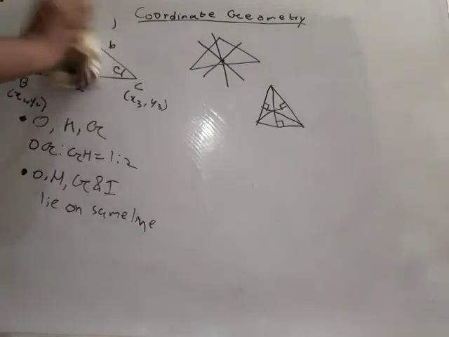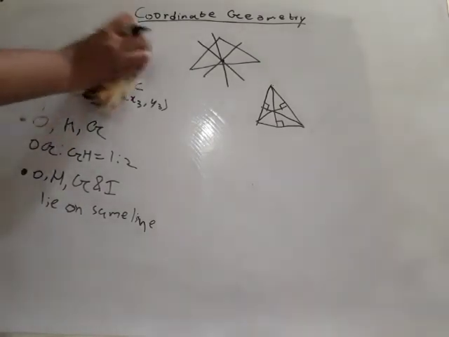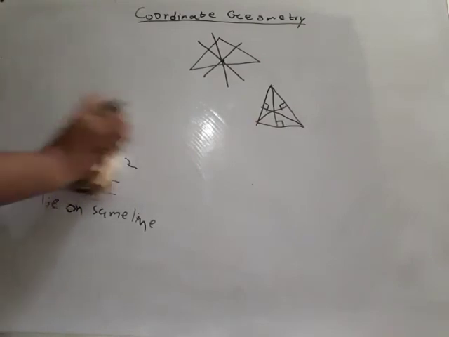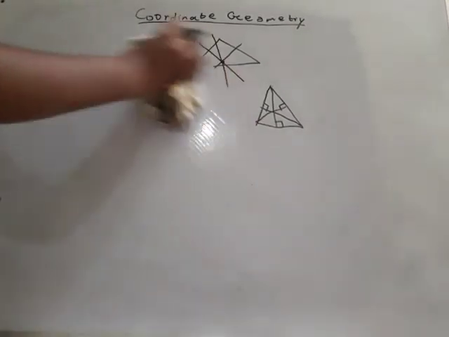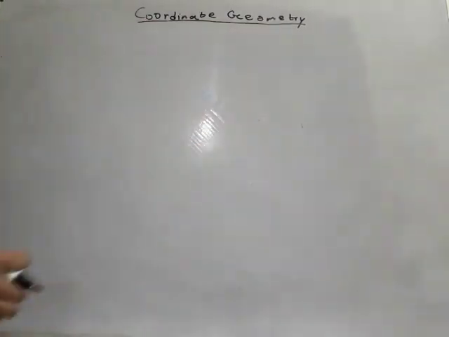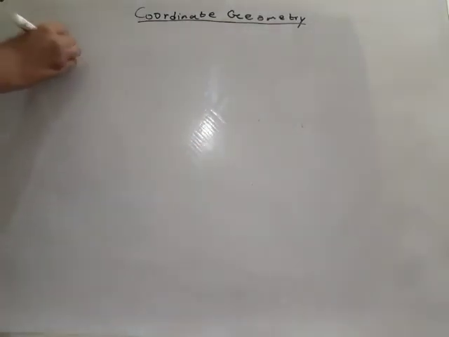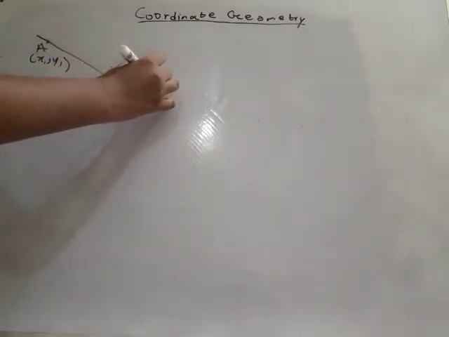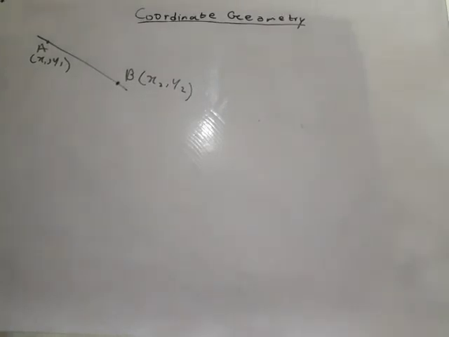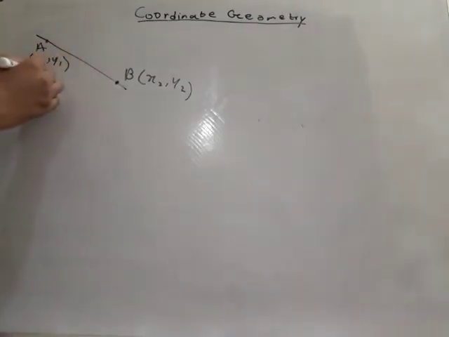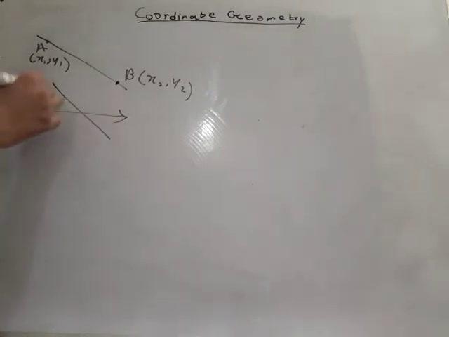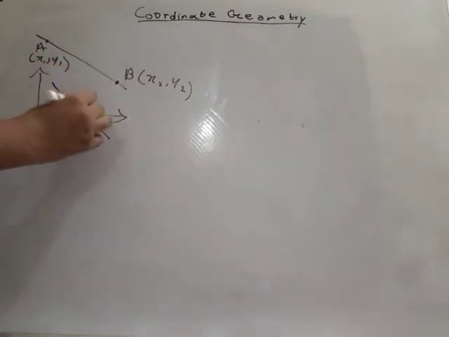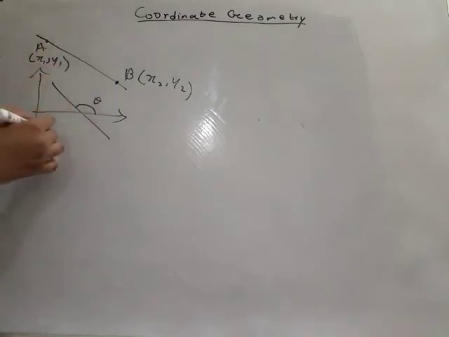Now let us have some concept upon the slope of a line. What is a line? A line is a curve joining two points with a constant slope. Let the points be A (x1, y1) and B (x2, y2). What is the slope? Slope is related to the angle made by the line with the x-axis. Suppose this is the x-axis, this is the y-axis. The line makes an angle theta. So m, or the slope, will be tan of theta.